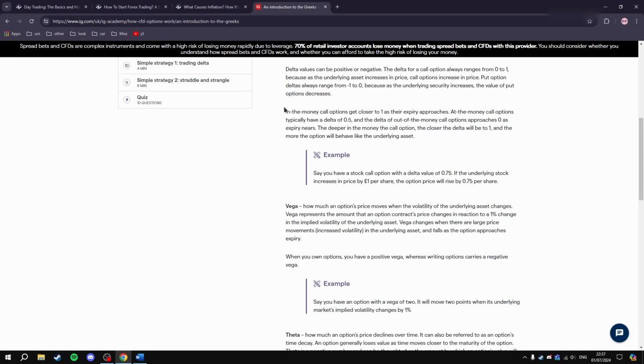Delta values can be positive or negative. The delta for a call option always ranges from 0 to 1 because as the underlying asset increases in price, call options increase in price. Put option deltas always range from -1 to 0 because as the underlying security increases, the value of a put option decreases.